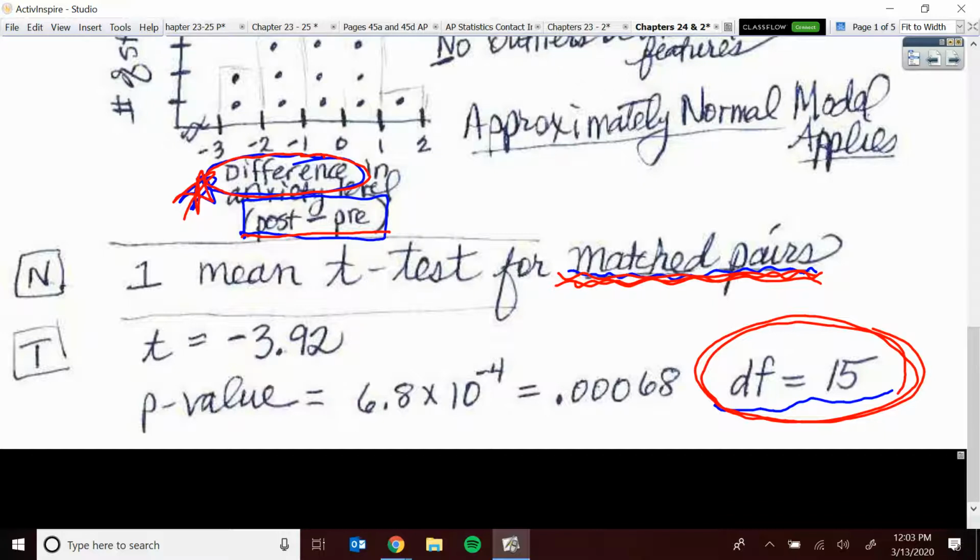If it was not matched, it was just a mean, it would be one mean t-test. Two separate means.